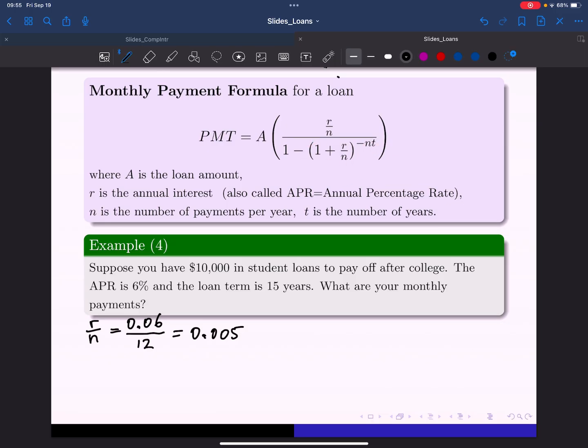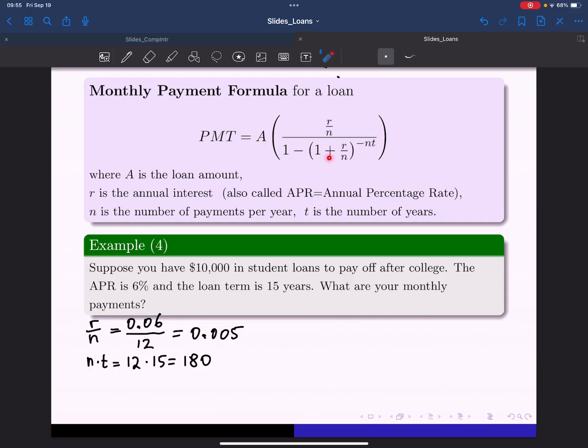Now, maybe we can calculate N times T, and then perhaps we want to calculate this part. So N times T is 12 times per year, and T is for how many years? For 15 years. So this amount is 180 if we multiply this on the calculator.